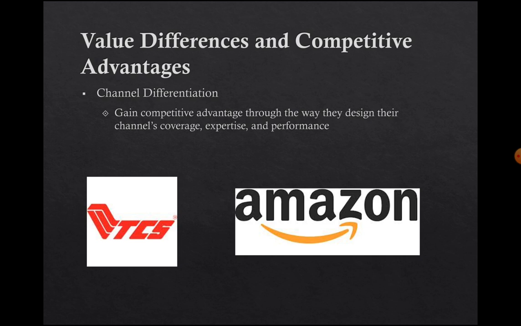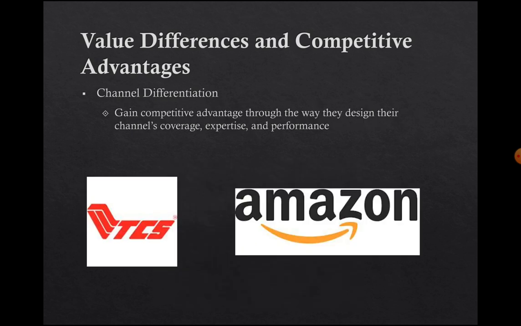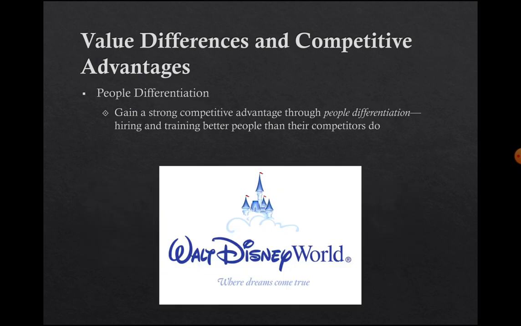Then the fourth one is people differentiation. Most of it depends upon the people themselves, how the people have been trained, how they have been hired. If we switch back to service differentiation and channel differentiation, people differentiation really counts a lot, right? It's mostly about the people themselves. Highly skilled and highly trained people really make a difference, especially in services and in the product. The more highly skilled people you have in the product line and the manufacturing line, the better products they are going to prepare.